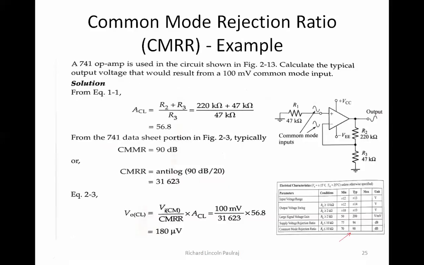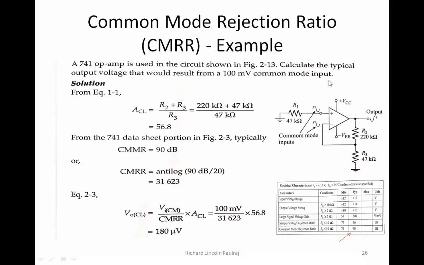So today we will look into this example. I hope all of you have your calculators, pens and books ready with you, so that we can get started with the problem. We are given a problem stating that a 741 op-amp is used in the circuit. I have put up the circuit here. Calculate the typical output voltage that would result from a 100 millivolt common mode input.